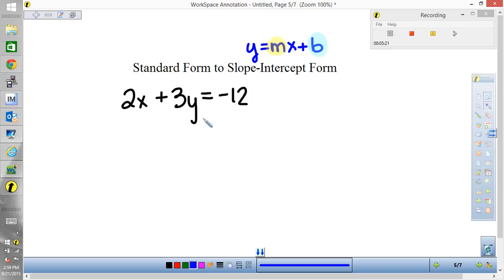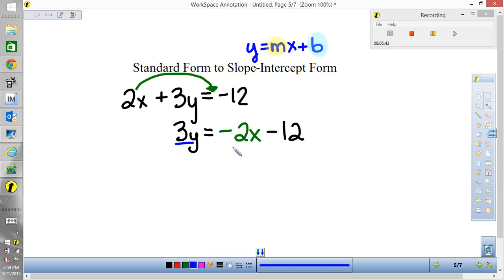Until we get it in slope-intercept form. So to do this, our first step is to move the x away, and I like to think of it as putting the x on the other side of the equation. If we put the x on the other side of the equation, it's going to become a negative 2x. Since this negative 12 is staying on the same side, it stays negative 12. It did not move from one side to the other.